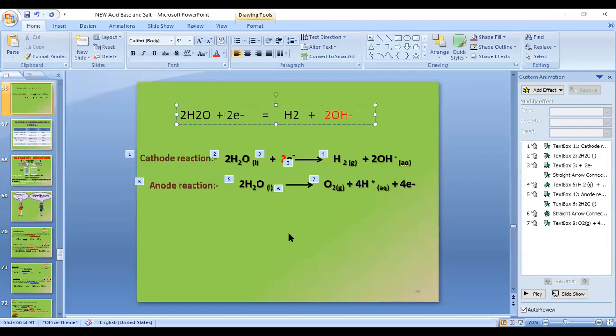So to make it balance again I put 2 here also, and this is how we get the equation. Is it clear now? I hope I tried to make it a little simpler for you. So now will you practice anode?